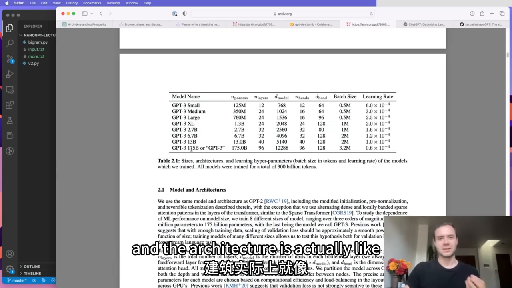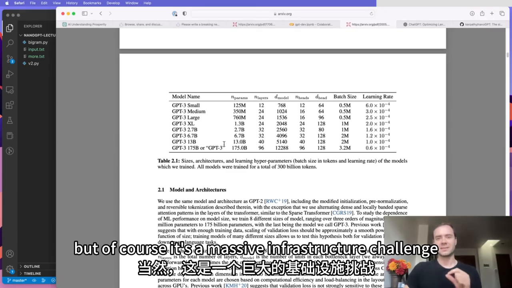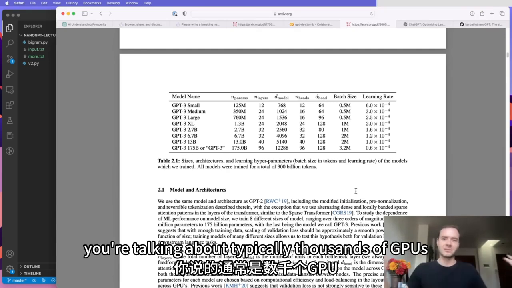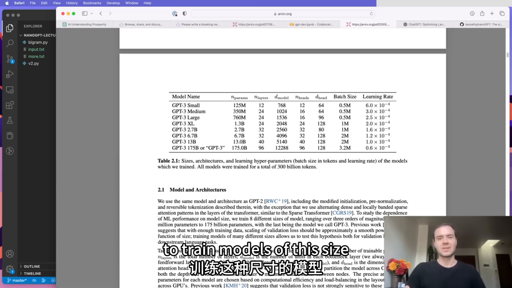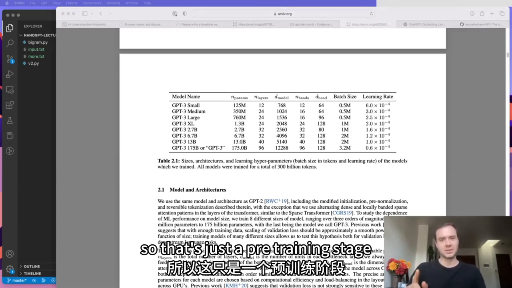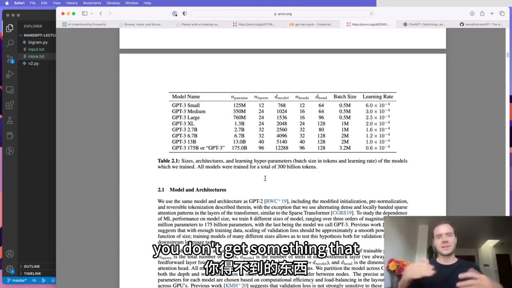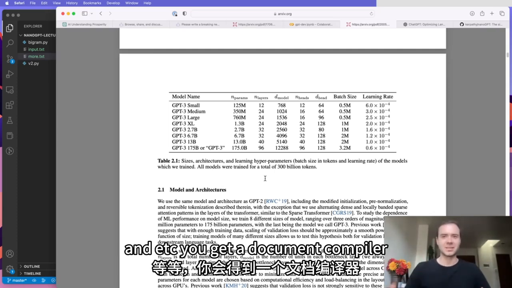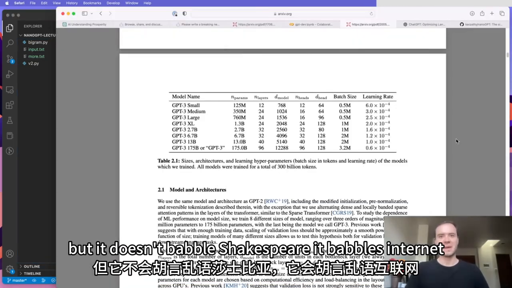And the architecture is actually nearly identical to what we implemented ourselves. But of course, it's a massive infrastructure challenge to train this. You're talking about typically thousands of GPUs having to talk to each other to train models of this size. So that's just the pre-training stage. Now, after you complete the pre-training stage, you don't get something that responds to your questions with answers and is helpful, etc. You get a document completer, right? So it babbles, but it doesn't babble Shakespeare, it babbles internet.